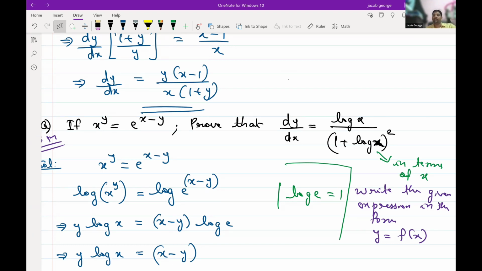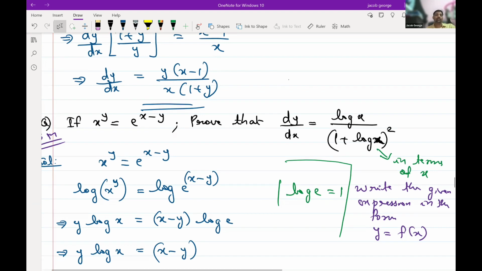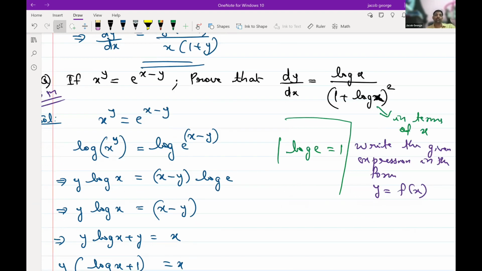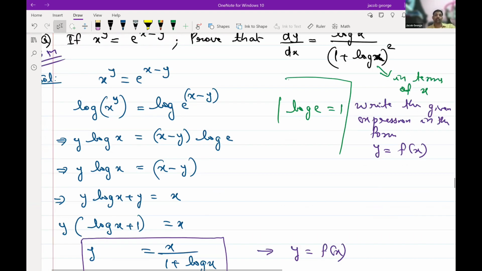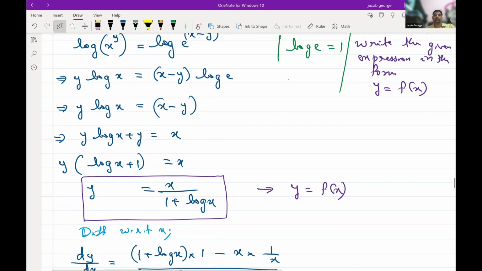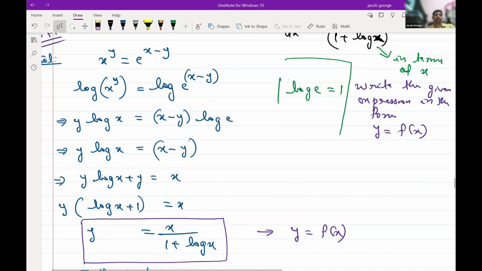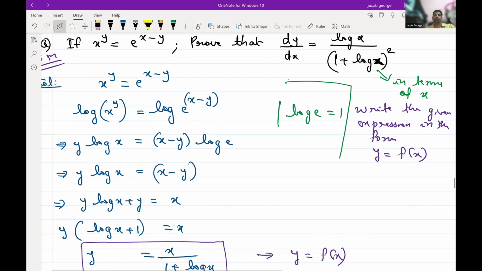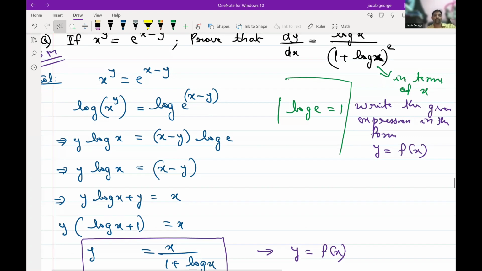So when the right-hand side is in terms of x, we have to rewrite the question in the form y is equal to f of x. So that is our first task. We apply log on both sides and break it using log. And we have to write like this, y is equal to x by (1 plus log x). This pattern is also very, very important, 3 marker or 5 marker. Is it clear, children, those first few steps?